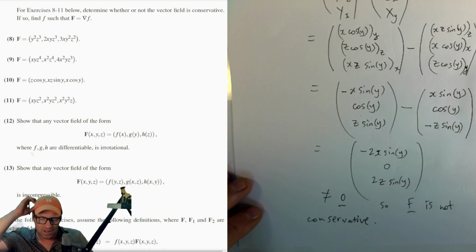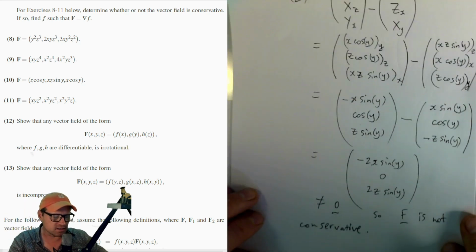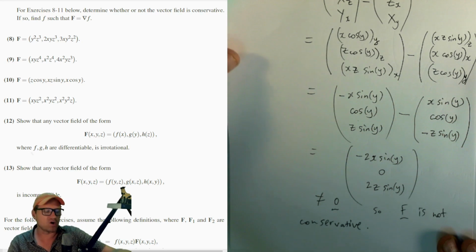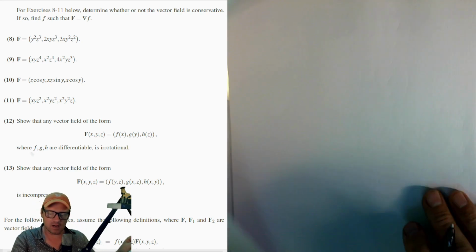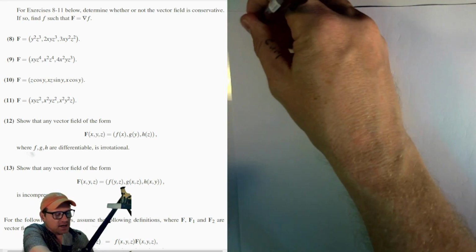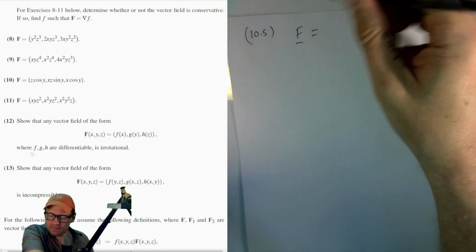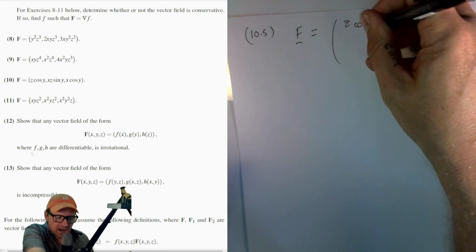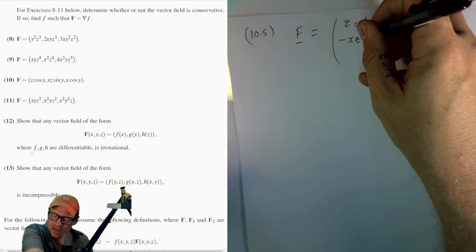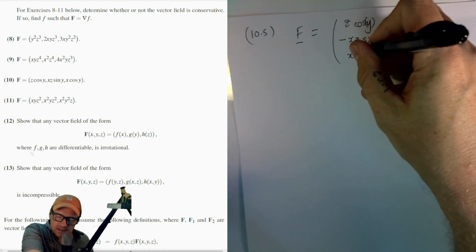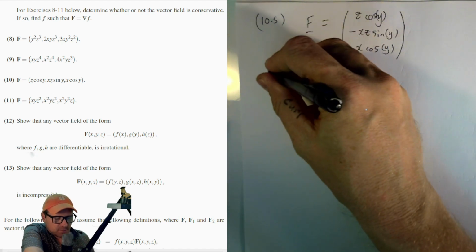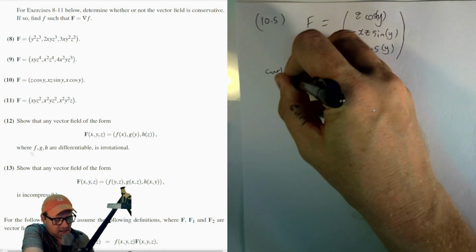All right, now we can change F somewhat so that we do get a conservative vector field. So why don't we do that here as an extra problem? So let's call this problem 10.5. Okay, so in 10.5, let's suppose that we instead have z cos of y, minus x z sine of y, and x cos of y. So I believe this one is conservative. Let's just check by calculating the curl of F.